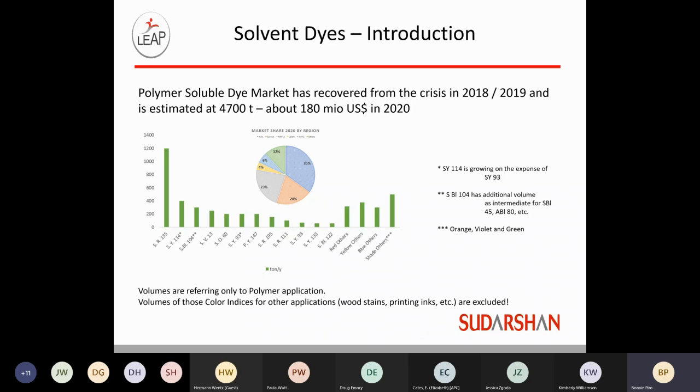And then the very last category that I have here is called shade others. This makes up some oranges, violets, and greens that are much smaller in volume, so they get into that other category. Again, just to refresh you, the volumes that I have here are referring just to the polymer application. A lot of these color indices are also used in other areas such as wood stains and printing inks, but these are not included in the volumes that you see here.